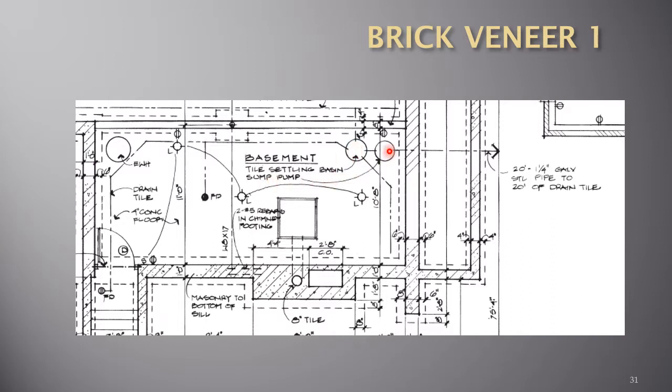And the settling basin is to allow any dirt that is collected by the drain tile to settle out and then get pumped out into a 20-foot 1 1/4 galvanized steel pipe to 20 feet of drain tile. And so here's the connection for the drainage of the basement into the drain tile field.